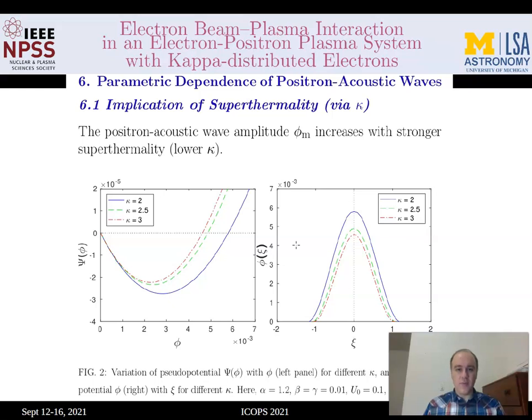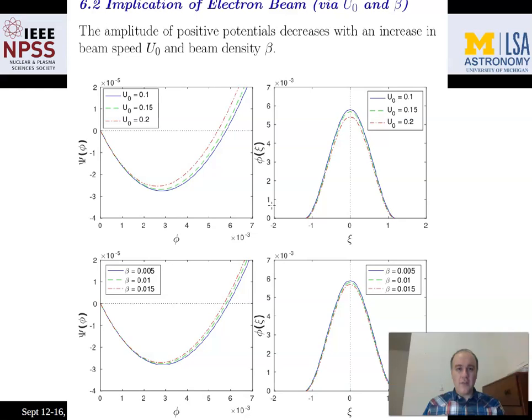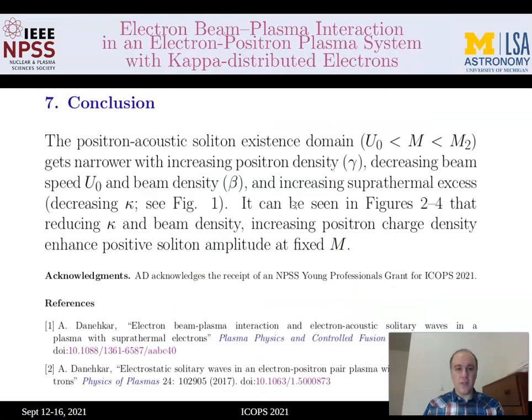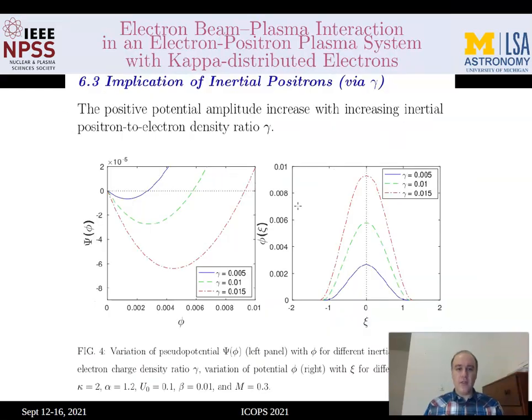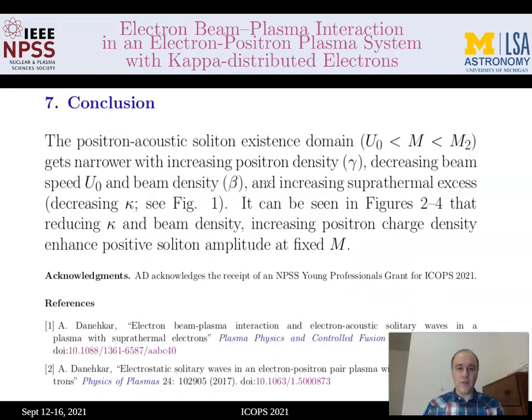I see that superthermality increases the amplitude of positron acoustic waves, and increasing the beam speed and beam density decreases the amplitude of positron potentials. We also see that by increasing the positron density, we amplify the positive potentials. So indeed, we enhance the positron acoustic solitary waves.